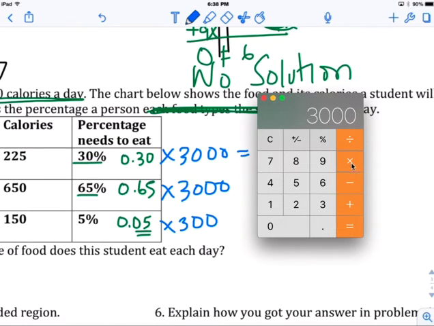3,000 times 0.65, enter, 1950, clear it. Let's do this last one, 0.05 times 3,000. 150 calories from Gatorade, okay?